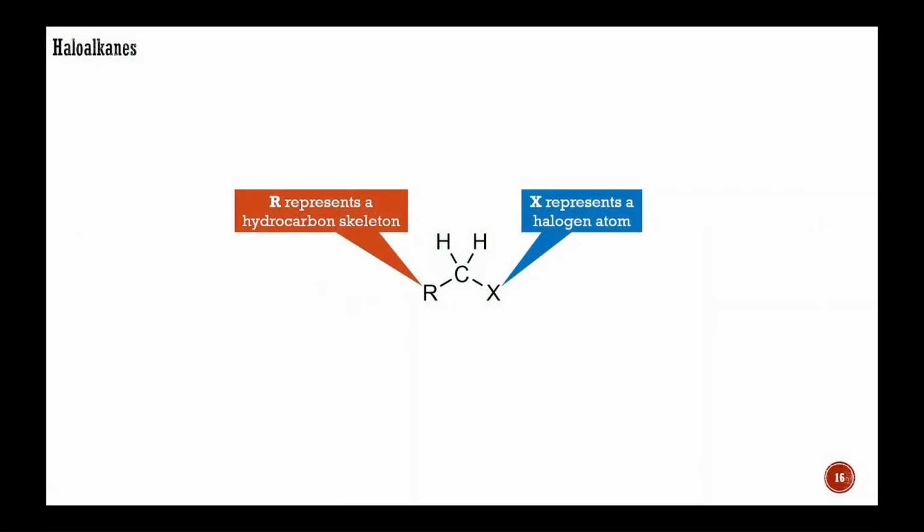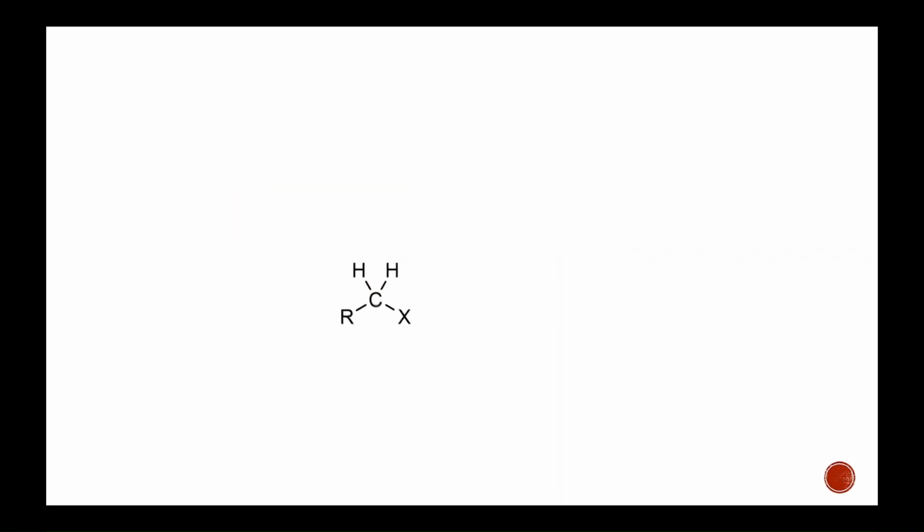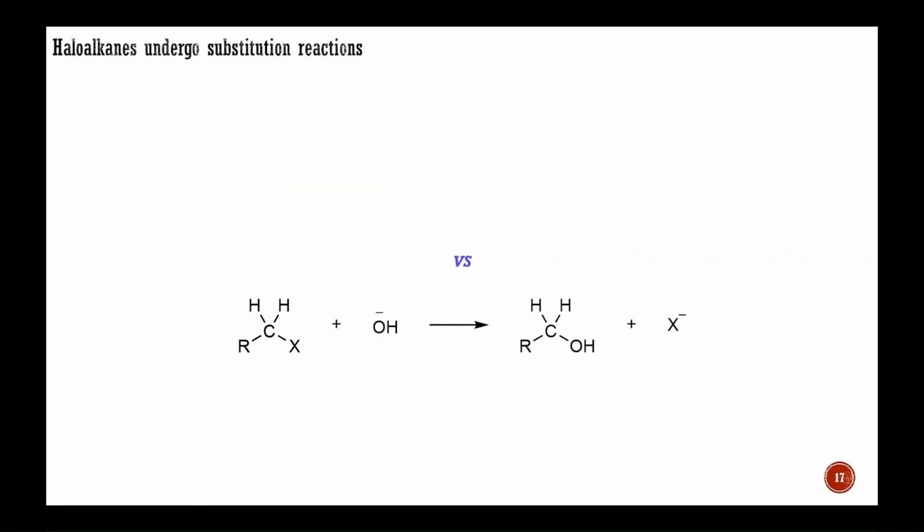A halogen atom bonded to a carbon forms the haloalkane functional group, typically represented by the general formula RX, where R corresponds to a hydrocarbon framework and X denotes a halogen atom. Like alcohols, haloalkanes undergo both substitution and elimination reactions. Just as many alcohols undergo substitution to form alkyl halides when treated with halide ions and acid, many haloalkanes undergo substitution in base to form alcohols.